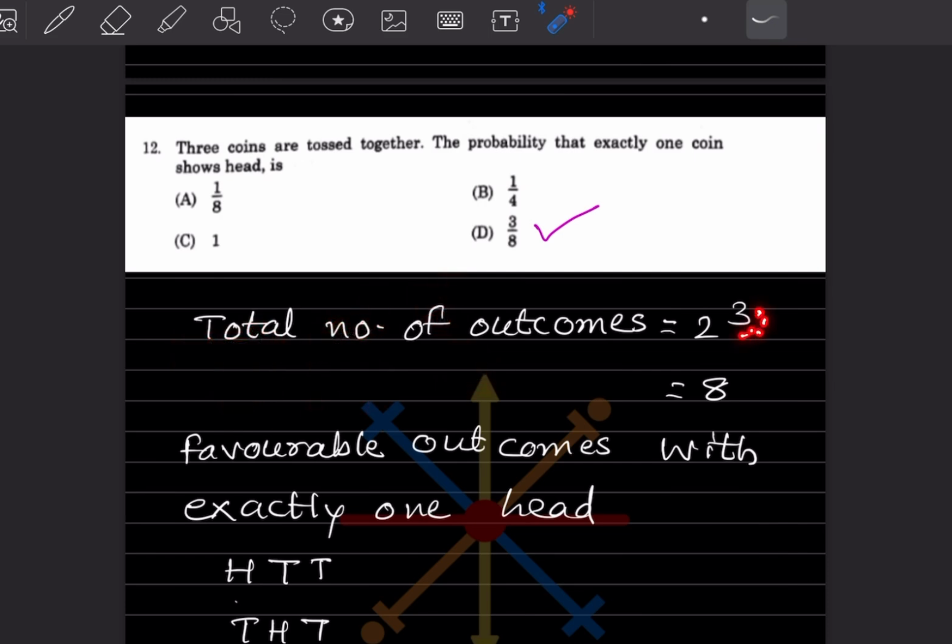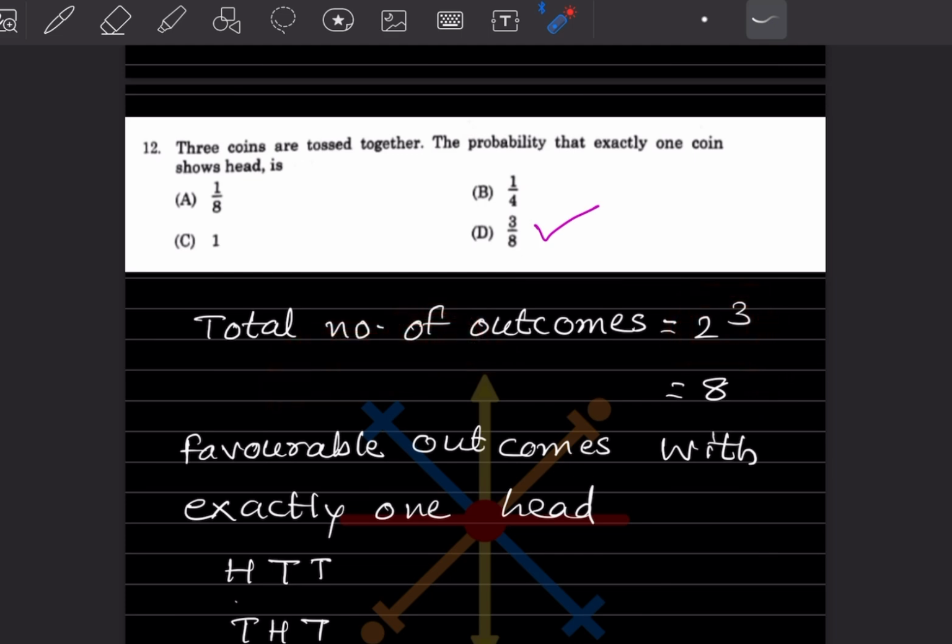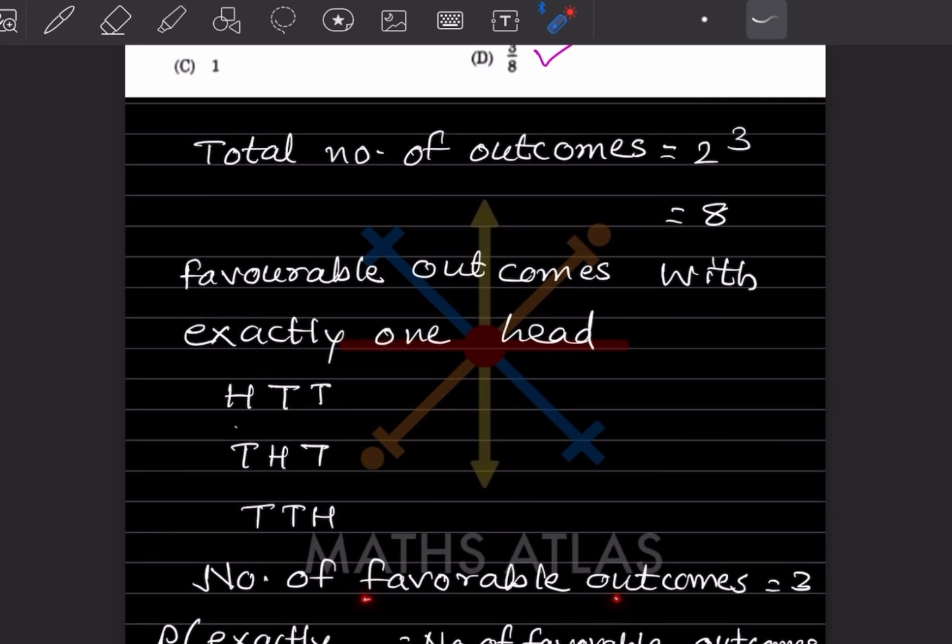And 2 cube is not 6, because many of them can get confused here. So 2 into 2 into 2, that is going to be 8 and not 6. So favorable outcomes with exactly one head, what will those be? In one there is head, the other tail. So head, tail, tail, or tail, head, tail, or tail, tail, head. These are the only possibilities. So that is 3.